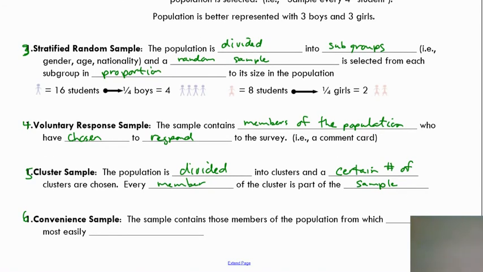Again, pros and cons. There's some randomized. That's a good thing because you're kind of getting rid of that bias. But then again, because it's clustered, you never know. You might get more of the same type of person in one cluster. Anyways, so let's continue. So convenience sampling. The sample contains those members of the population from which data is most easily collected.